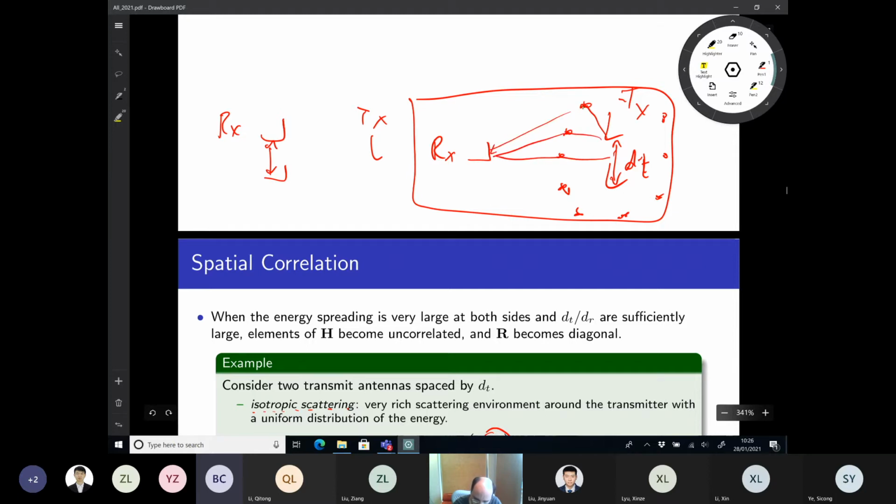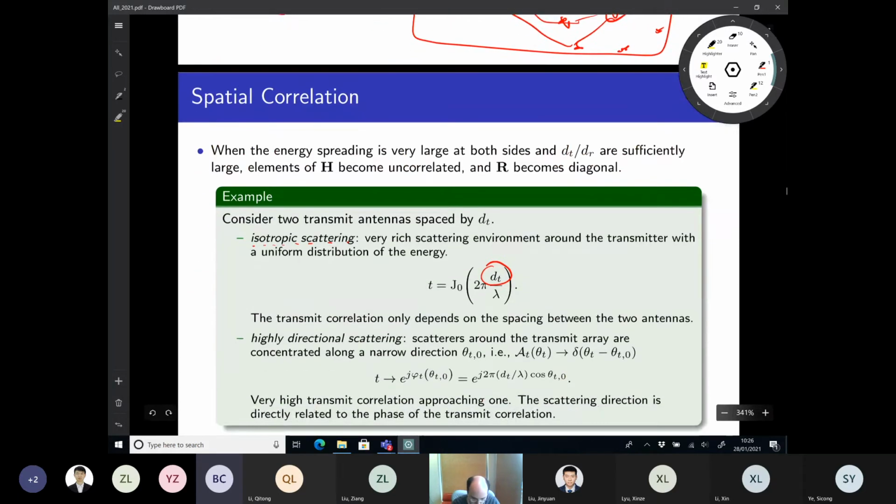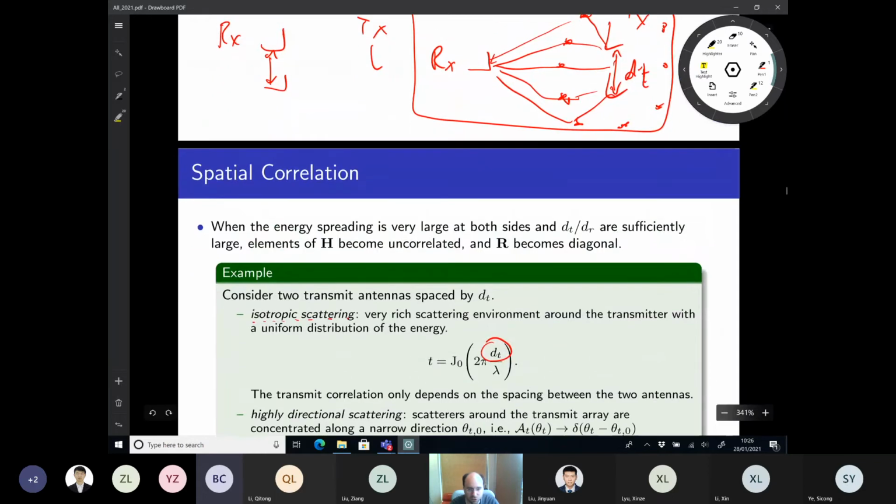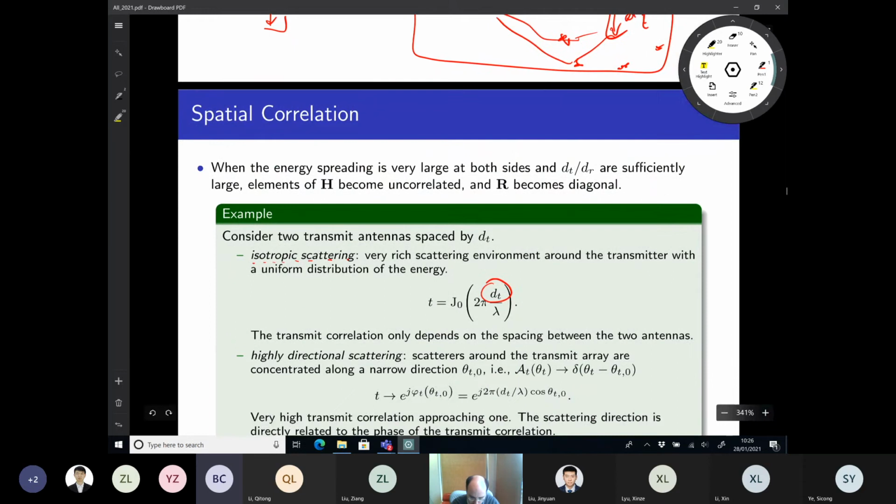From each of those transmit antennas, the signals will be reflected, right? Many of them. So if I have isotropic scattering here, my angle spread around the transmitter is very large. And so what you can show is the transmit correlation coefficient, and all the details are in the book. But this is way too detailed, we don't go into this. I just want you to get some insight and see what's happening.